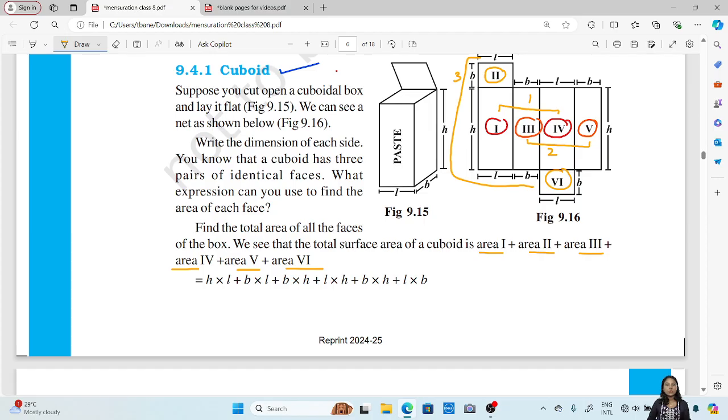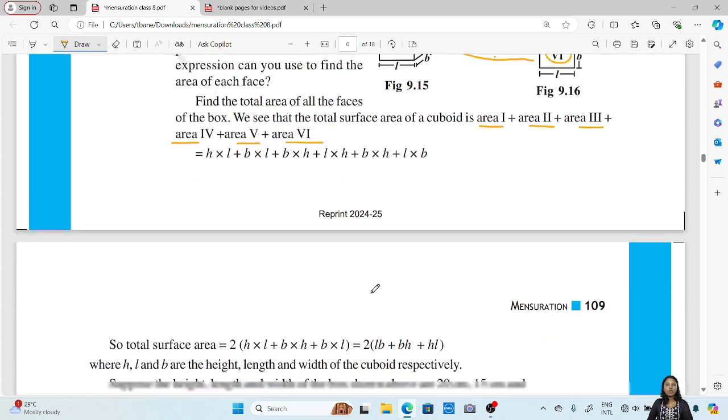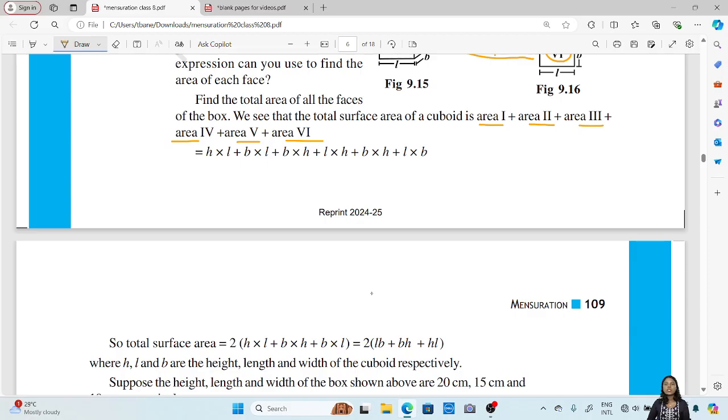So area of 1 is height into length, plus area of 2 is breadth into length. Then area of 3 is breadth into height. Area of 4 is breadth into length. Area of 5 is breadth into height, and area of 6 is length into breadth. So after adding all of this, now you have this in a straight equation.